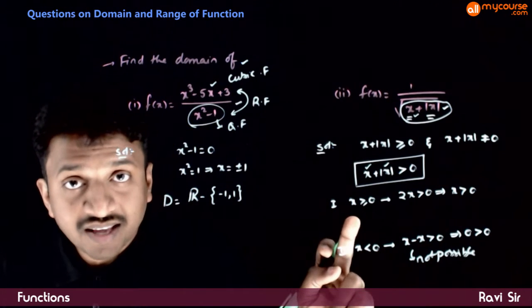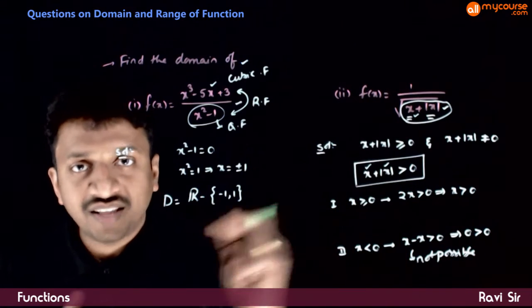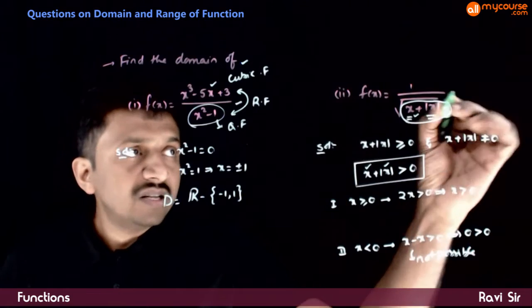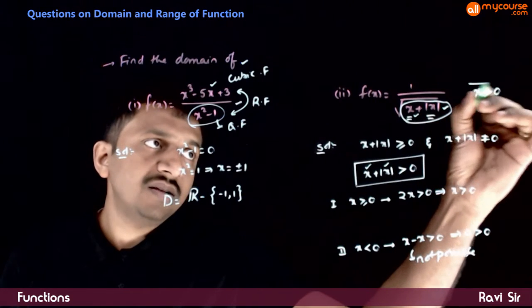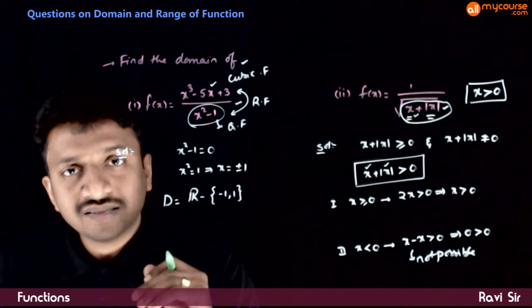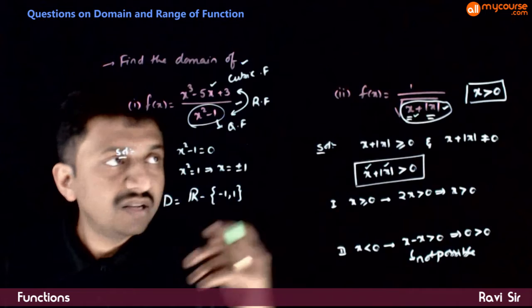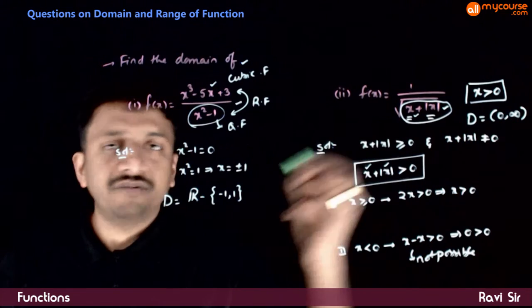So when x is greater than or equal to 0, for this to be satisfied, x has to be greater than 0. So what is the solution for these two conditions? x has to be greater than 0. That means f of x will be defined as long as x is positive. So the domain of this function is (0, infinity).